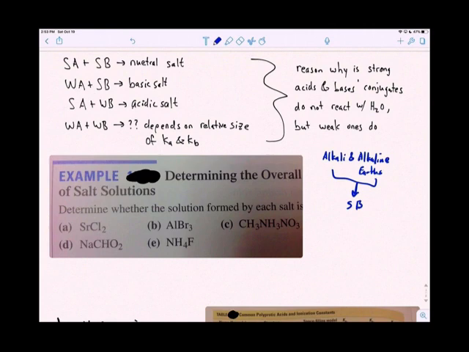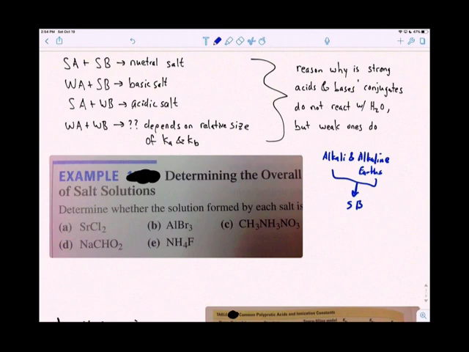The reason why is that the conjugates of strong acids and strong bases do not react with water, but weak ones do. So I always kind of remember a weak acid and a strong base: the strong base is so strong it makes a basic salt. That's a silly way to remember it, but that's also how I remember it.